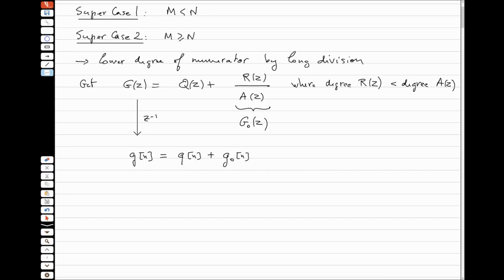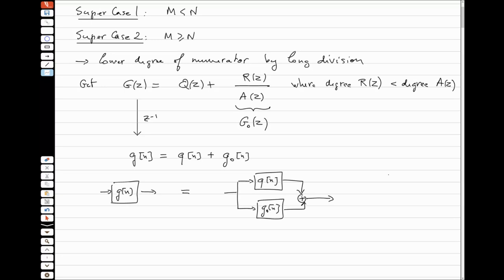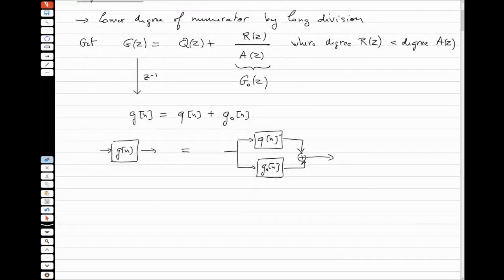Therefore, the system of impulse response g of n has this equivalent form, which is a parallel form, but where you need to implement these two subsystems separately.